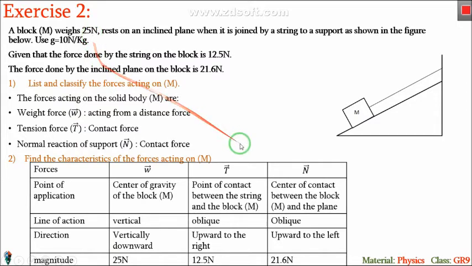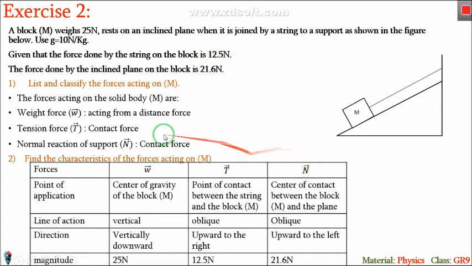Newton. The tension force. The point of application of the tension force is the point of contact between the string and the block M, which is this point here. This point is the point of contact between the string and the block M. The line of action for the tension force is an oblique line, and its direction is upward to the right. Its magnitude is given, which is equal to the magnitude of the force done by the string on the block, which is equal to 12.5 Newton.